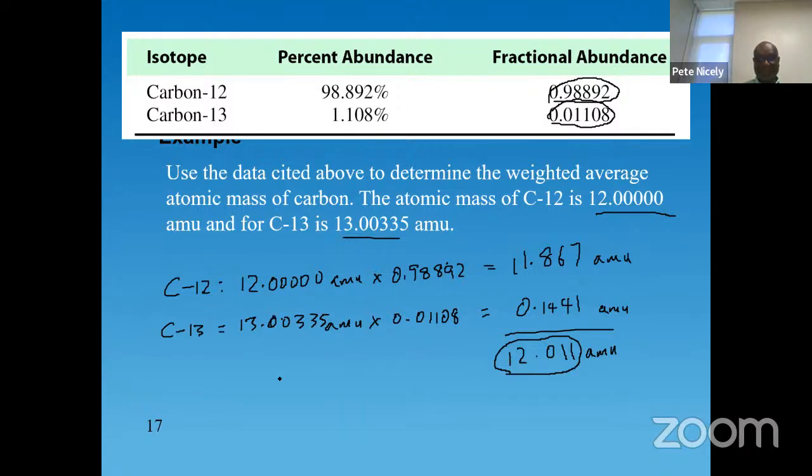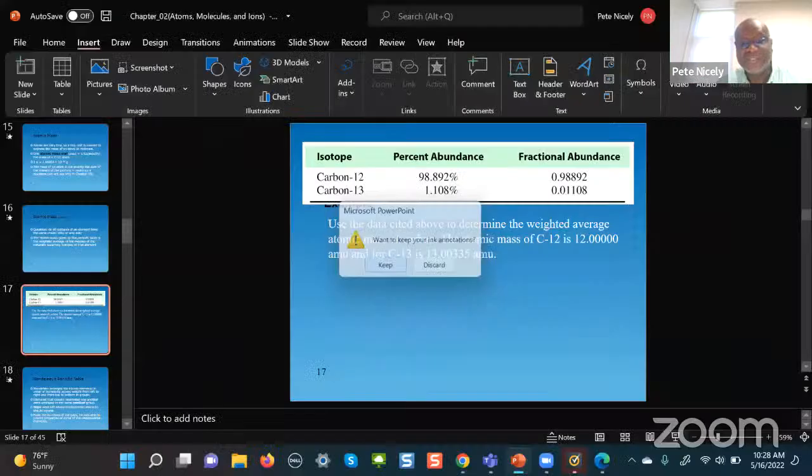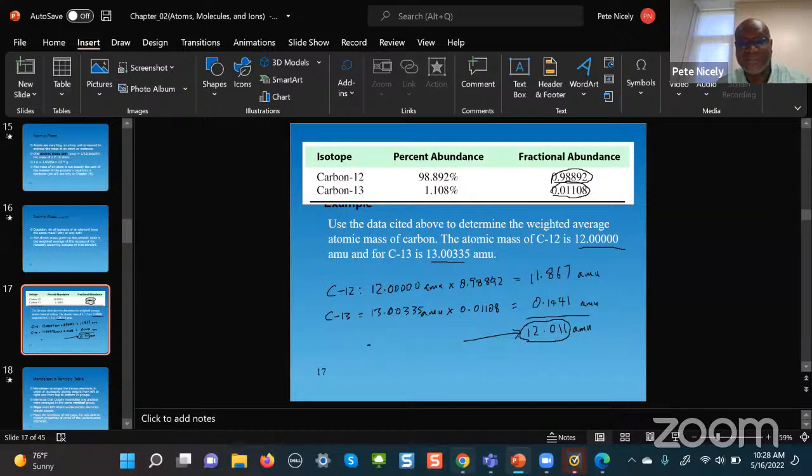And this particular number, if you look at any legitimate periodic table, you'll find that it is present in the box for carbon in the periodic table. So let me go to the periodic table here.